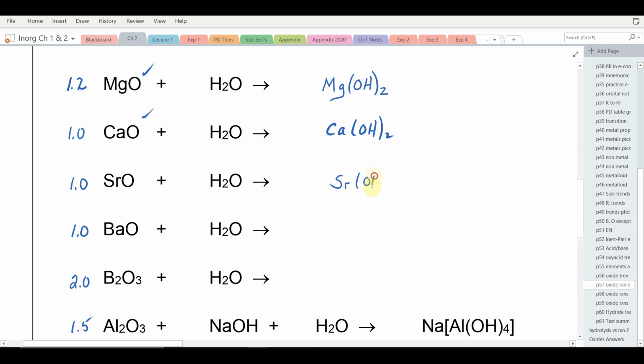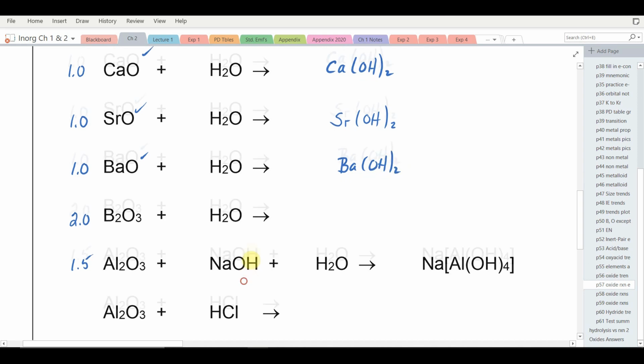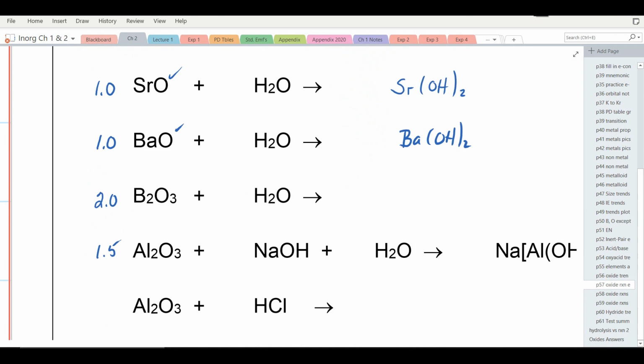Strontium hydroxide is formed when strontium oxide is put in water. And finally we have barium, also basic, forming barium hydroxide in water. Okay, group 3A. Now boron, with an electronegativity of 2.0, is on the border between being acidic and amphoteric.